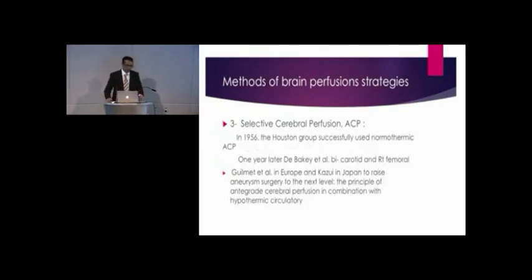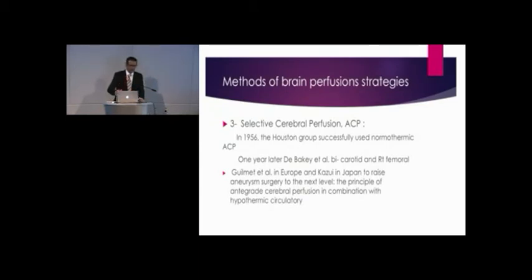Because of this study, another group thought about something else they could do to improve the perfusion. The third modality is selective cerebral perfusion using antegrade cerebral perfusion. The first group did it actually for a carotid aneurysm. It's from Houston, and they did it on normothermic. They didn't use deep hypothermia.